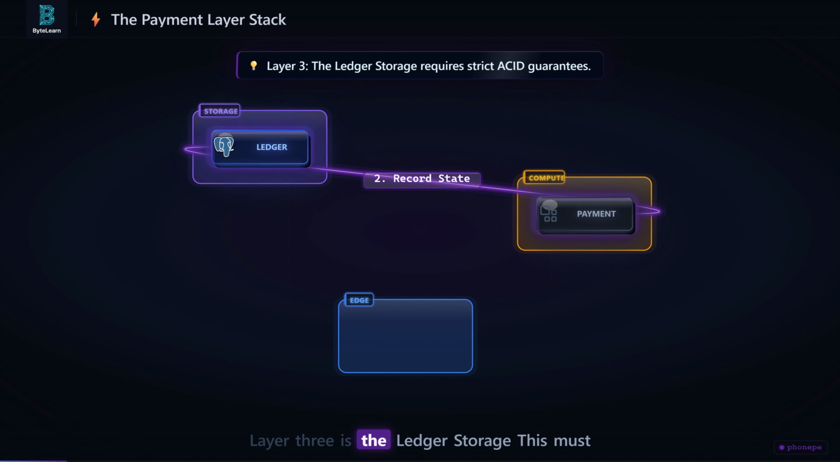Layer 3 is the ledger storage. This must be a relational database like PostgreSQL. Why? Because financial transactions require strict ACID guarantees. If the write fails, the entire transaction must roll back atomically.